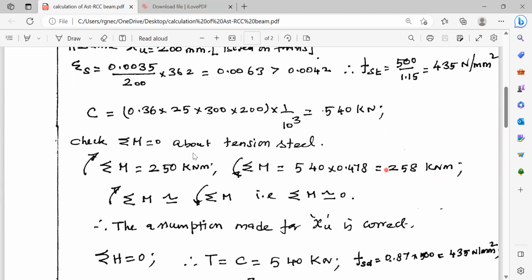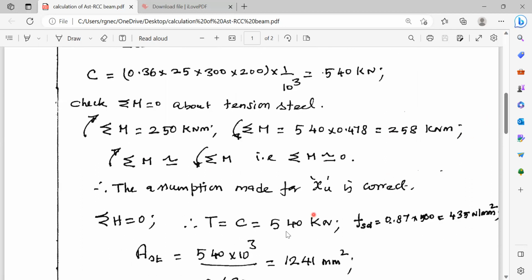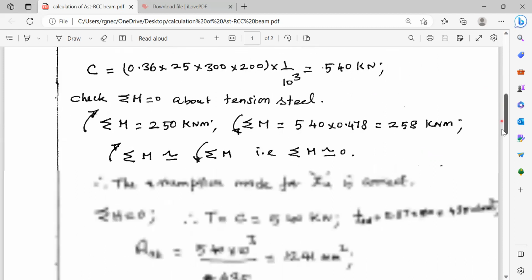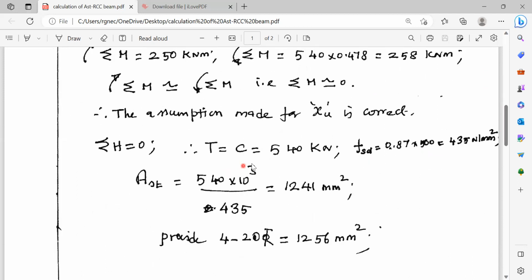Now, both of them are more or less equal. This is 250 kilonewton meter. This is 258 kilonewton meter. Both of them are more or less equal. So we will provide the reinforcement corresponding to this 258 kilonewton meter. Now C is known and sigma H is equal to 0. Therefore, this tension must be equal to this compression. So tension is equal to compression is equal to 540 kilonewton.